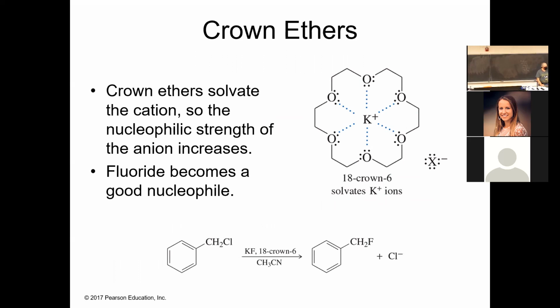Okay, this is one way of getting ionic compounds to dissolve in organic solvents: to use a crown ether.